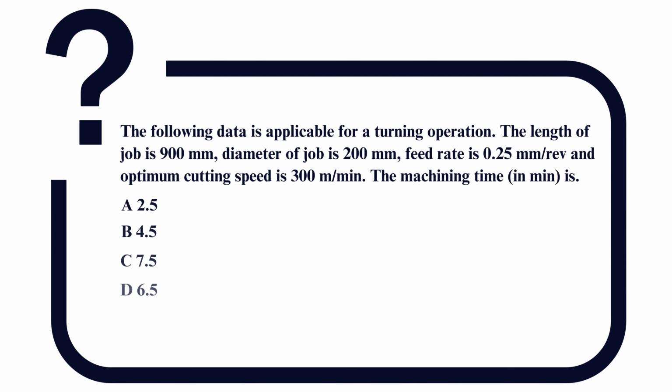Question is, the following data is applicable for a turning operation. The length of job is 900 mm, diameter of job is 200 mm, feed rate is 0.25 mm per revolution, and optimum cutting speed is 300 meter per minute. The machining time in minute is option A 2.5, option B 4.5, option C 7.5 and option D 6.5.